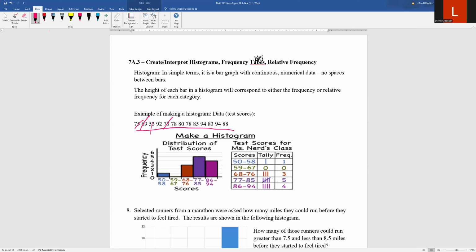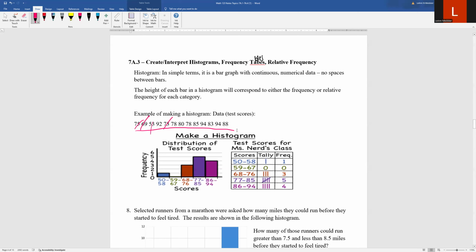Notice they put all of those names of their score groups on the bottom. So this is their different groups that they were looking at. And then the height of the bar is how many did they have? How many students were in each of those classifications? So 1 student in this group, we had 0 students score between here and here. We had 3 students score between 68 and 76, 5 scored in 77 to 85 range, and 4 scored in the 86 to 94 range.